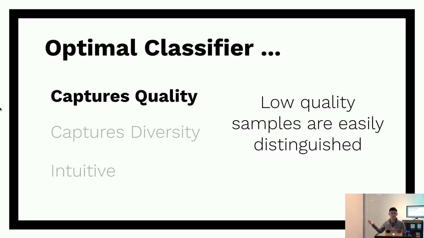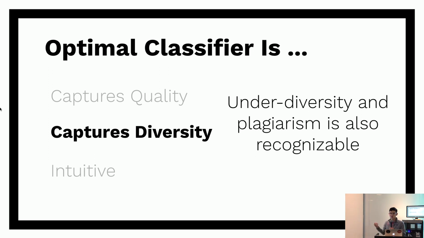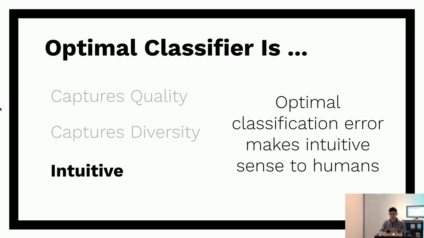In particular, the optimal classifier is able to catch low-quality issues because low-quality samples can be easily distinguished as coming from the model. It's also able to catch under-diversity issues, since if you're under-diverse, it means that you must be placing more mass on certain sentences than the real reference distribution, and the optimal classifier will also be able to recognize that these sentences come from the model. Perhaps best of all, the optimal classification error is an intuitive metric because it directly measures the proportion of samples which are bad, and bad samples are defined as either low quality or low diversity samples.